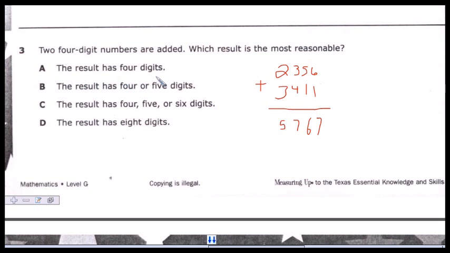So does the result have 4 digits, or 4 or 5 digits? What about the result having 4, 5, or 6 digits? Can the result have 8 digits? Well, right now we saw 4 digits, right?